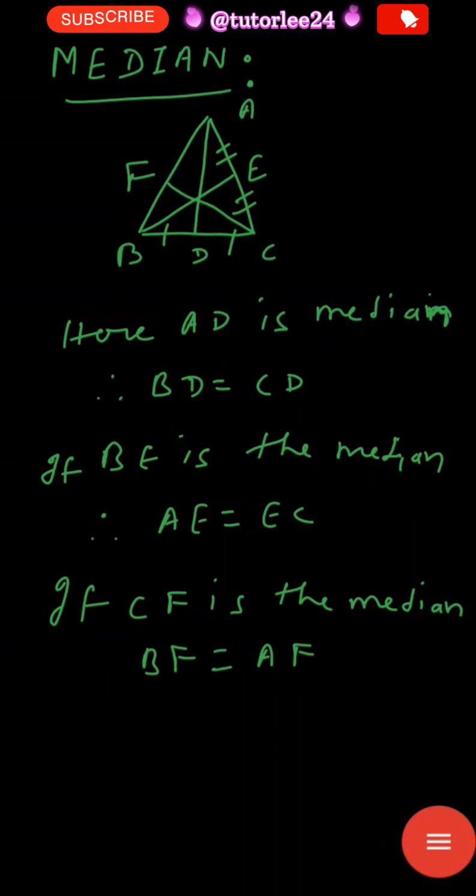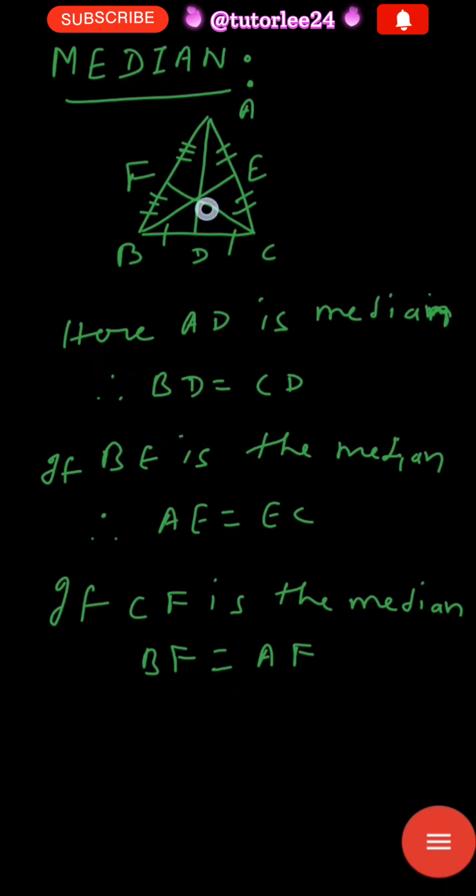So basically the median of a triangle divides the opposite side. If we draw from a vertex to the opposite side, the median divides the opposite side into two equal parts. So this length is equal to this length.